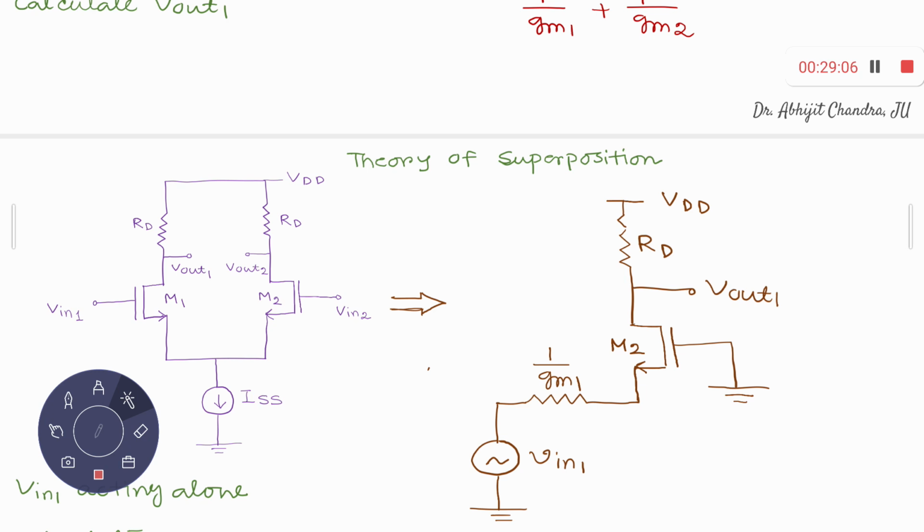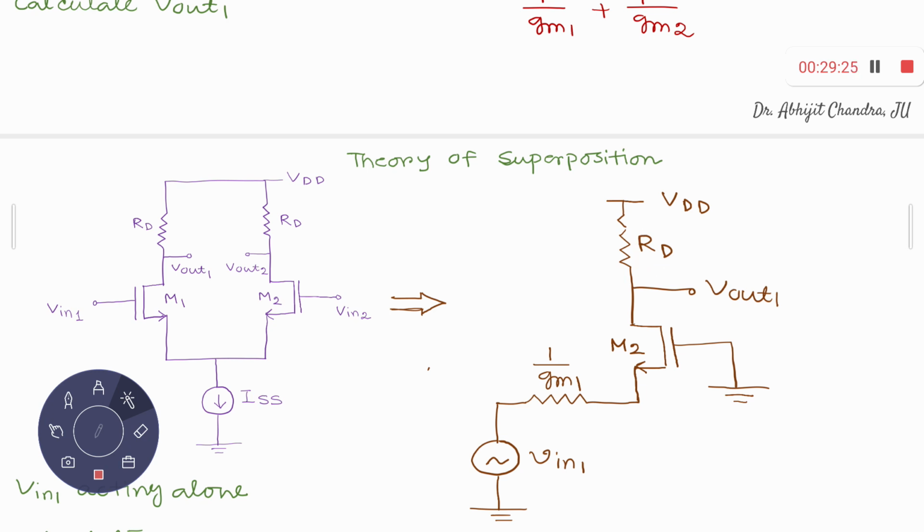So can you identify what is the configuration for this particular circuit? It's a common gate. So you know what should be my output voltage? How to calculate the output voltage? Because at the source you applied some voltage V in 1 with some source resistance 1 upon gm1, and you have this RD over there, the drain resistance.